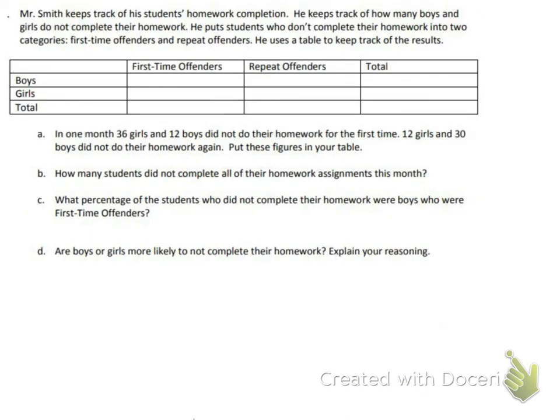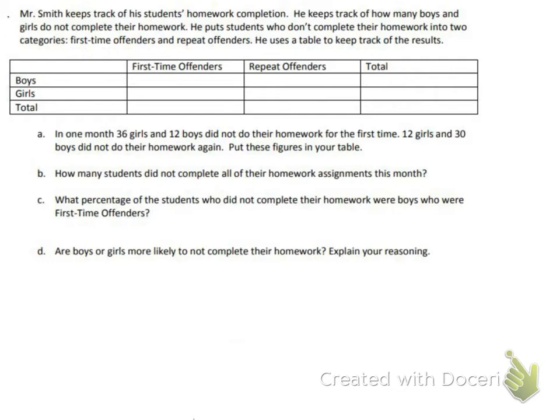All right, Mr. Smith keeps track of his students' homework completion. He keeps track of how many boys and girls do not complete their homework. He puts students who don't complete the homework into two categories: first-time offenders and repeat offenders. He uses the table to keep track of the results.